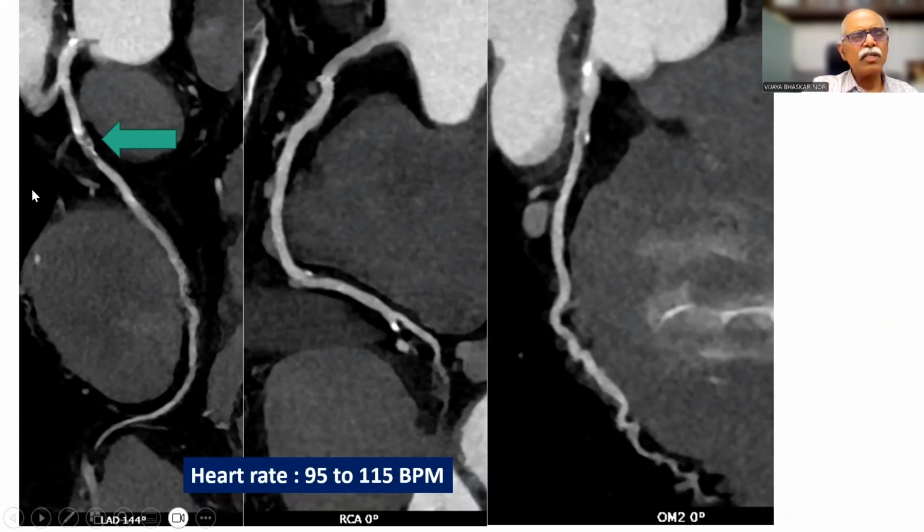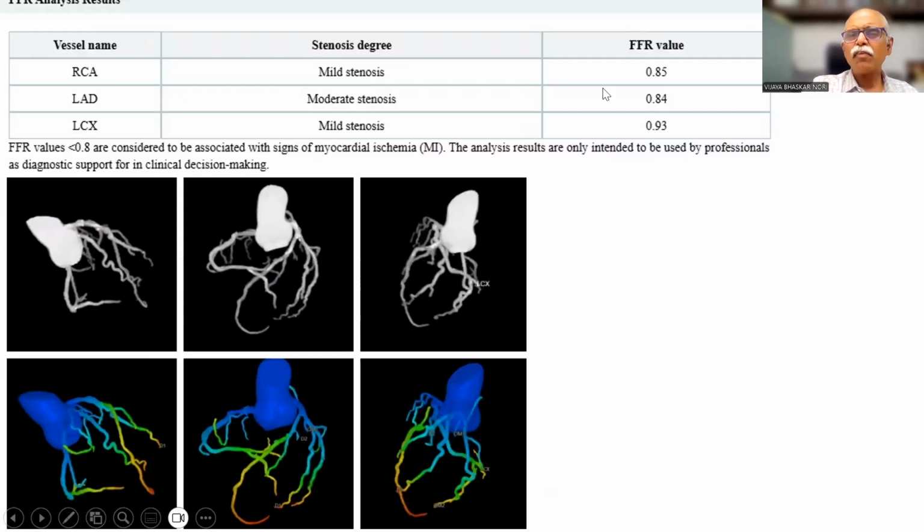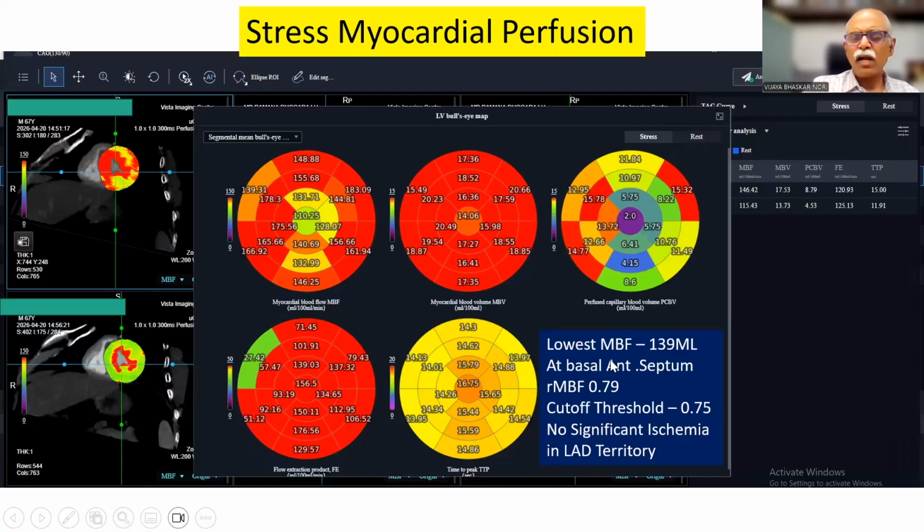On the CT angiogram, you can see that there is definitely a borderline stenosis in mid LAD. LCX, there is mild disease. FFR is within normal limits. And when we did a CT myocardial perfusion, we found that all the segments in the LV myocardium show above 100 ml of absolute myocardial blood flow in stress. That means there is no significant ischemia.